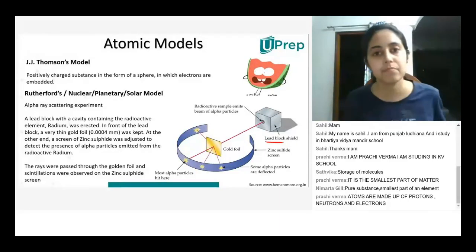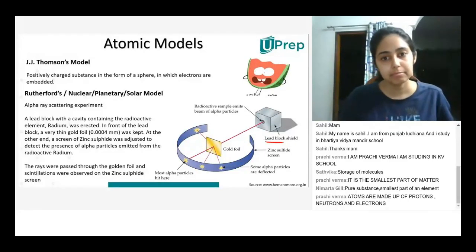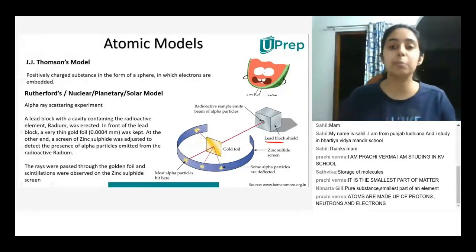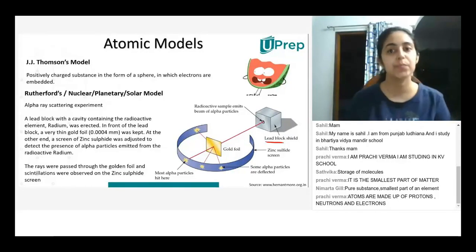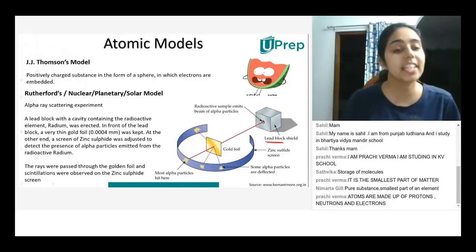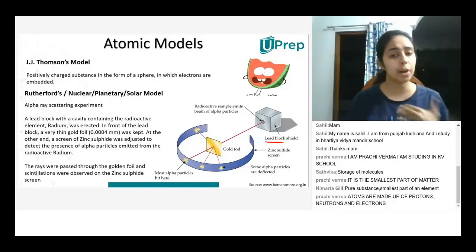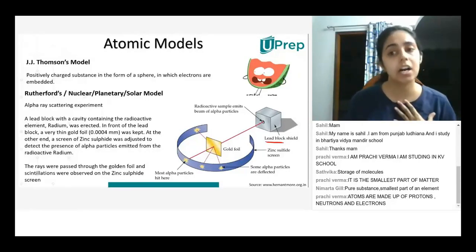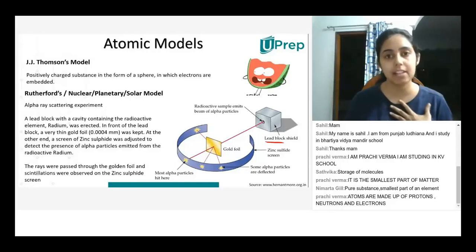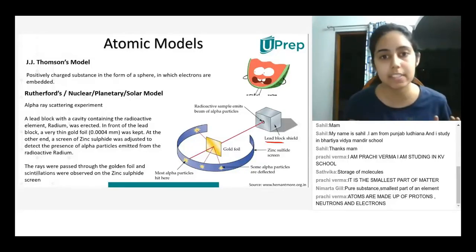So that it can block its radiations. Okay, why does it have to block the radiation? Ma'am, they are very harmful rays. Very good, yes. So the radiations are really, really harmful to us. So in order to protect themselves, they had to shield the radioactive substance, okay?